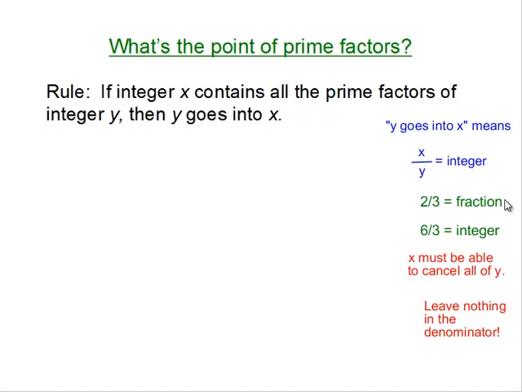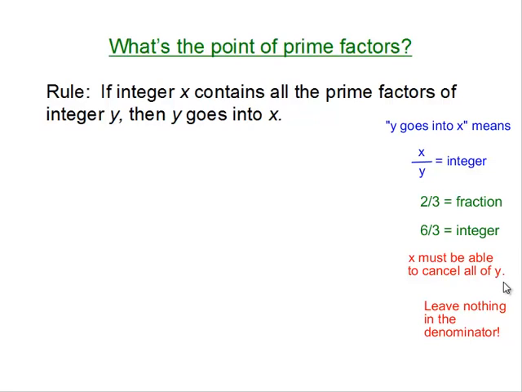Now, why does 2/3 end up being a fraction and 6/3 end up being an integer? You can probably see it. It's because of what the numerator has going for it. 2 doesn't have a 3 to cancel that 3 out of the bottom, right? So you're stuck with a fraction. Whereas 6 has a 3 as a factor. 6 can be written as 3 times 2. So the 3's can cancel. And the denominator goes away, leaving an integer. So that's what this rule basically means.